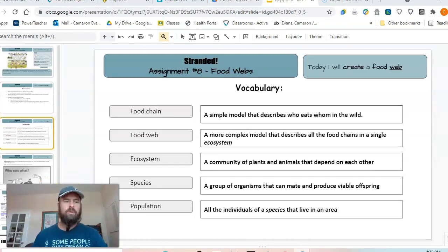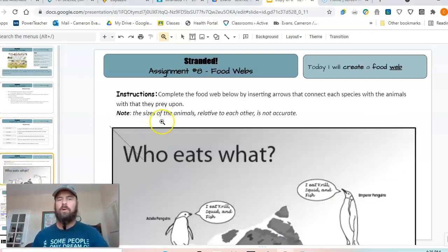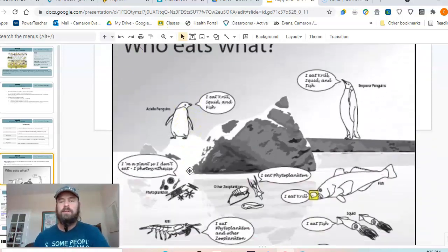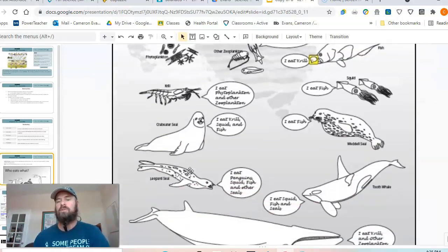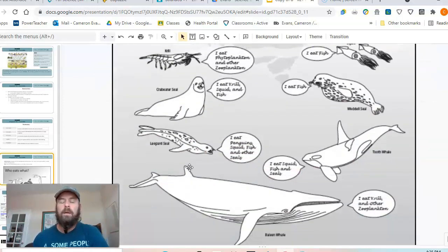Okay, so now we've looked at the different vocabulary. Let's look at how to do today's assignment. What you are going to do in today's assignment is make your own food webs. Just like in the last assignment, you made food chains, you're going to make food webs. The good news is a food web is just a bunch of food chains, and you do it the same way. You're going to draw arrows from one organism to another, and you're going to point the arrow into the stomach of what it eats.